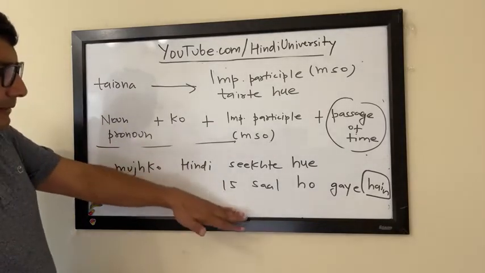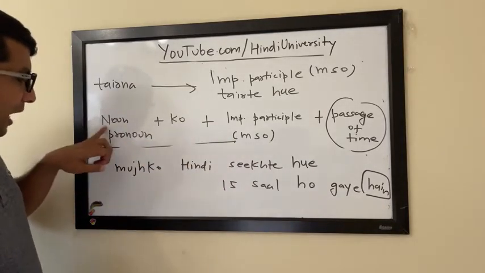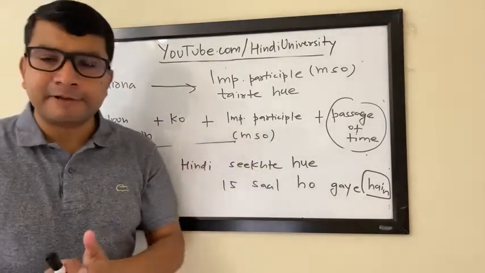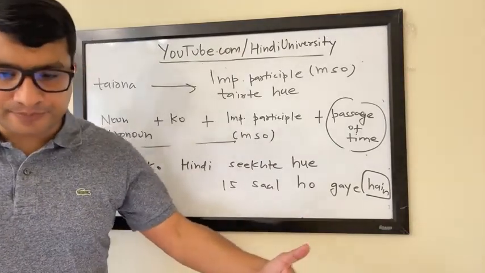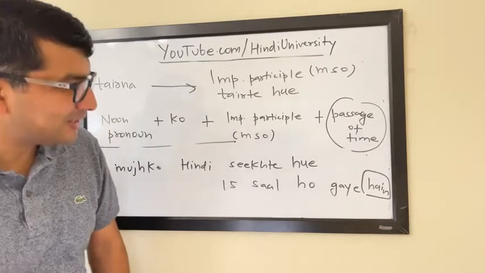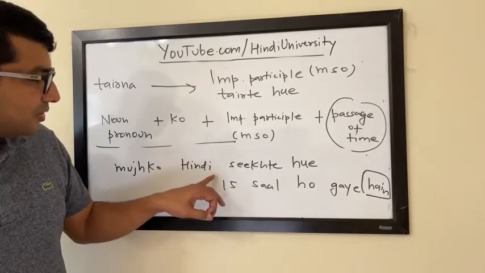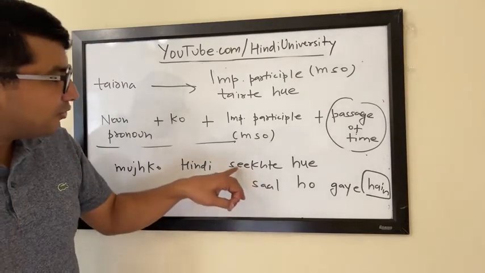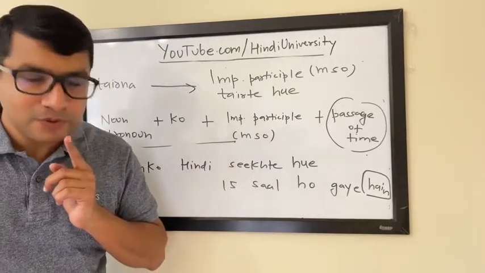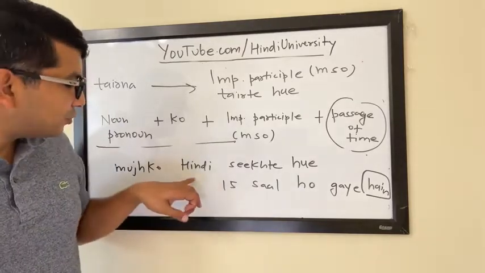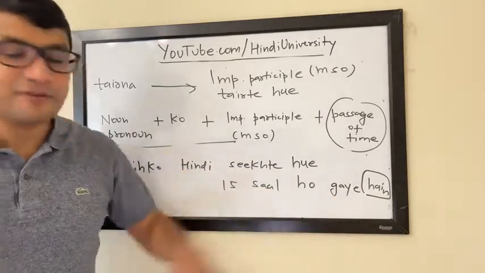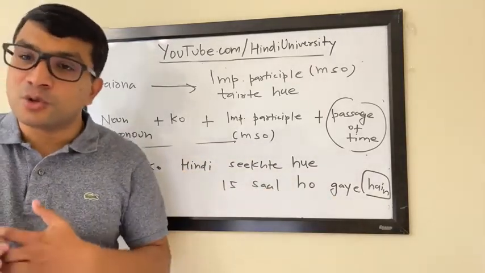So again, you can relate this with the formula. You have a noun or pronoun followed by ko, followed by the activity that has been happening. If I say I've been going to India for 7 years, I tend to miss the ko. So I say, मुझको इंडिया जाते हुए. Do I need the ko? No, because it's implied, so मुझे इंडिया जाते हुए 7 साल हो गए हैं. Very good.